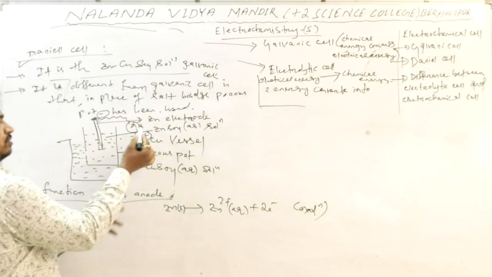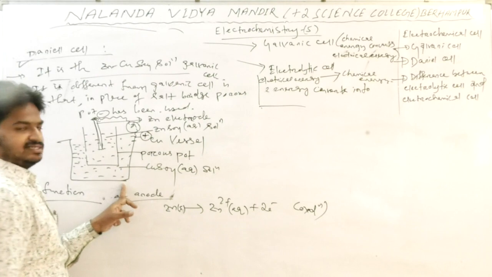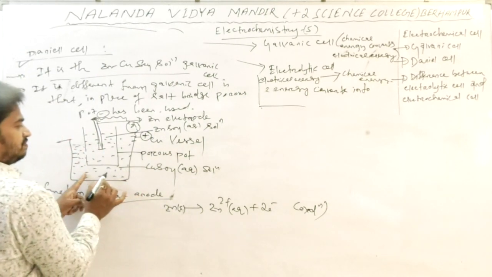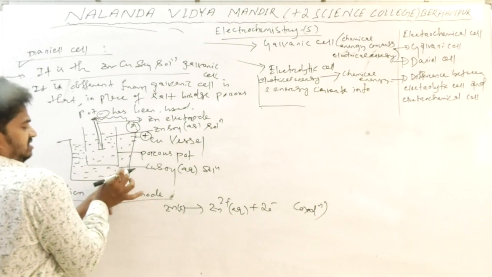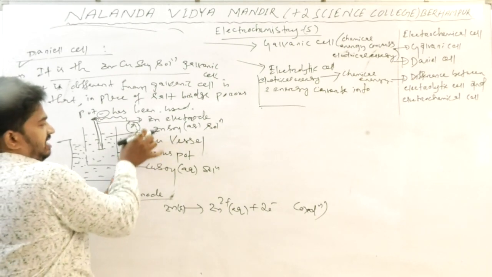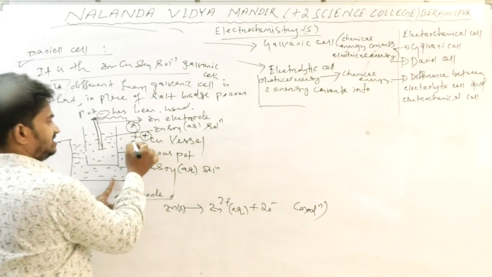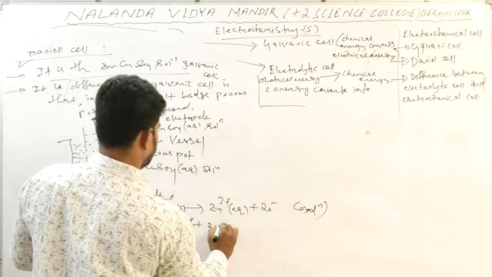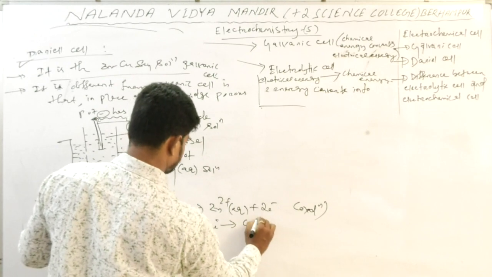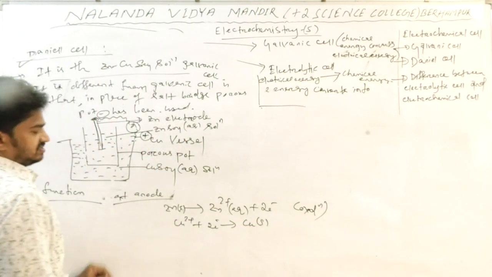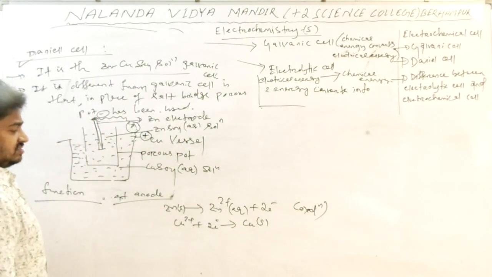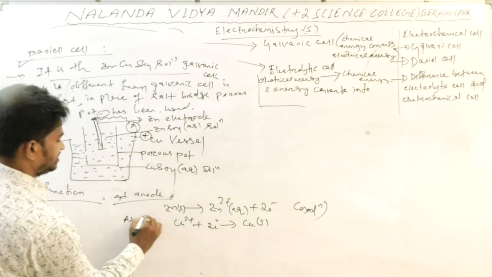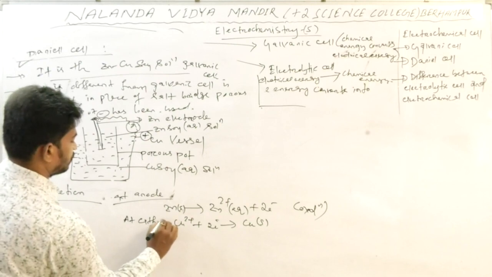Similarly, the copper pot, the copper vessel, accepts 2 electrons from the copper sulfate solution. Copper 2 plus ion is deposited over the inner side of the copper vessel. The copper 2 plus ions, having accepted 2 electrons, will give copper solid. This is the reaction that can be seen at the cathode.